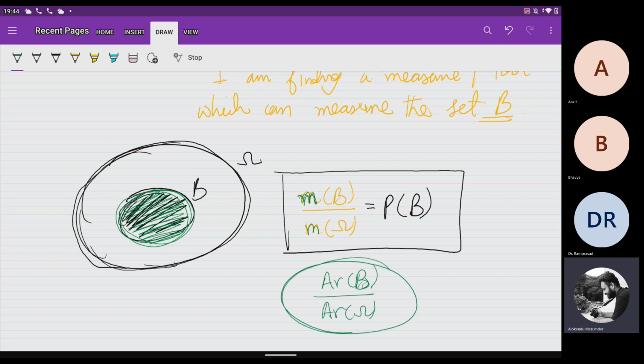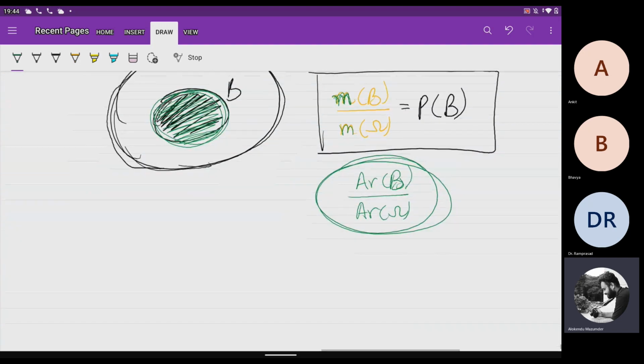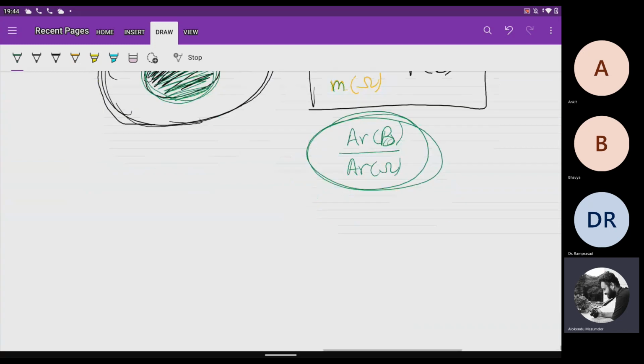Here you can define certain other measures also, but we won't go in depth into that because that's a totally different branch of probability. So we will stick to this, just to make you understand how the stuff works here.